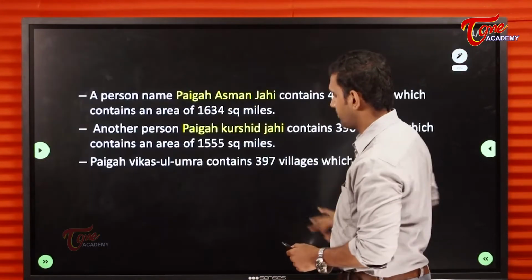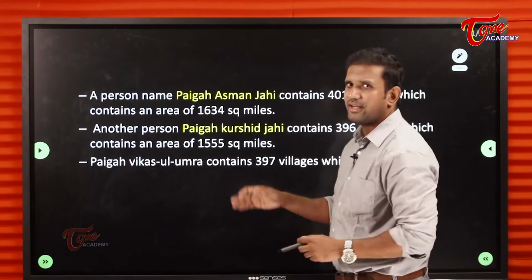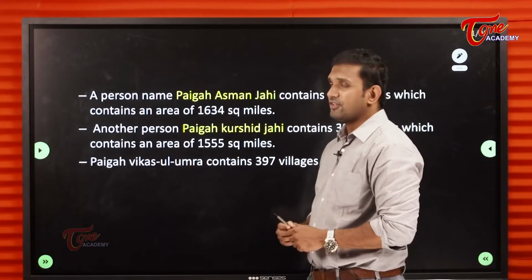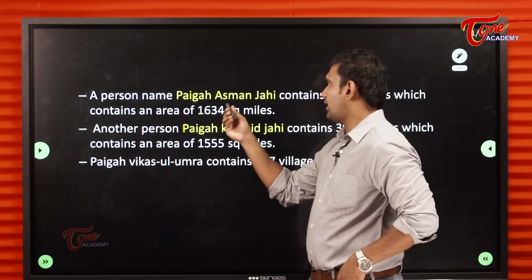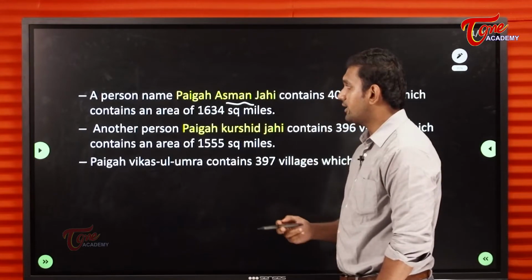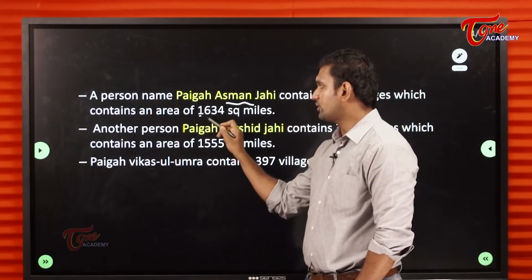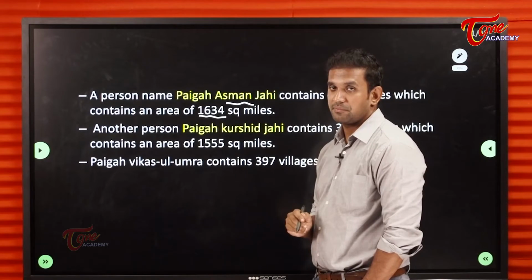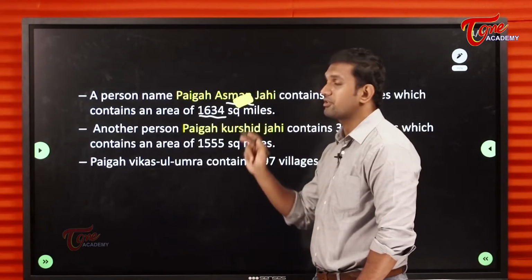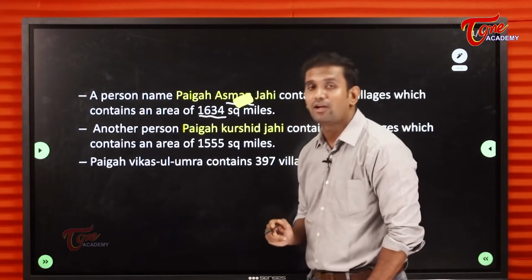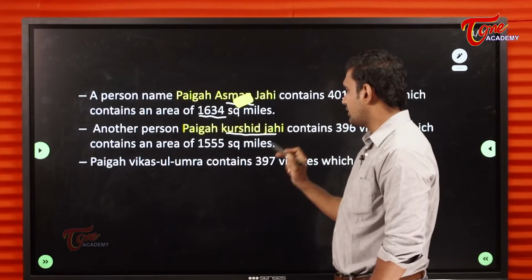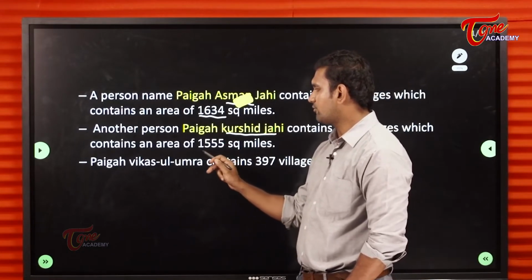Let us see the second type, and let us see who the important persons are also. There was a person called Paigah Asman Jahi. How much did he have? 1634 square miles. A very large area was given by the Nizam to this particular person to keep and maintain horses. Then another person called Khurshid Jahi. He has 1555.